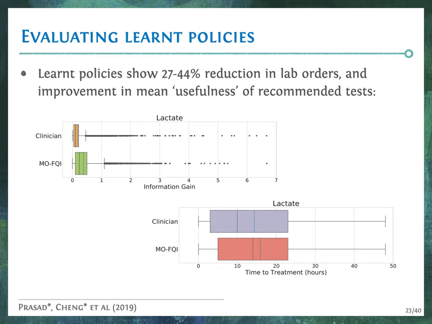Learned policies also show a 27 to 44% reduction in the total lab orders and an improvement in the average usefulness of recommended lab tests over clinical behavior, by which we mean increasing both the mean information gain, that is the deviation of the actual measurement when taken from the forecasted value, and the time between the recommendation and the onset of a key treatment or intervention, potentially allowing treatments to be initiated sooner. Overall, this multi-objective approach shifts the setting of priorities from being embedded in the MDP towards the designer or the user of the RL agent, allowing for more flexible and interpretable recommendations.